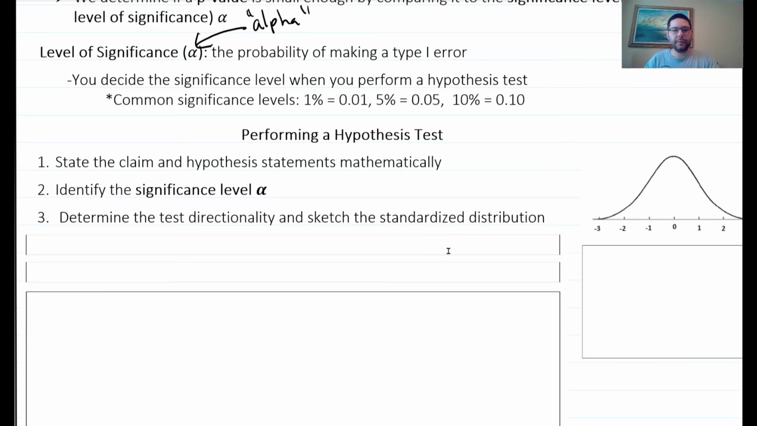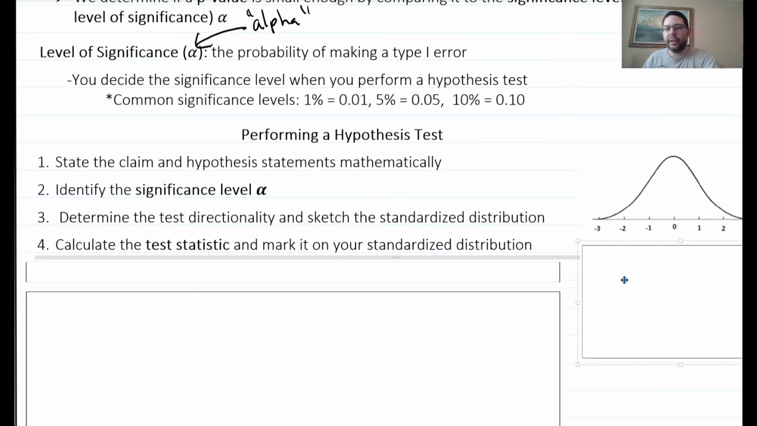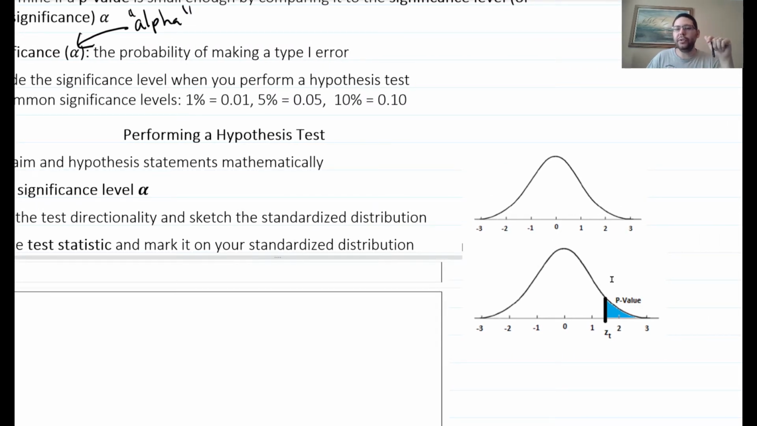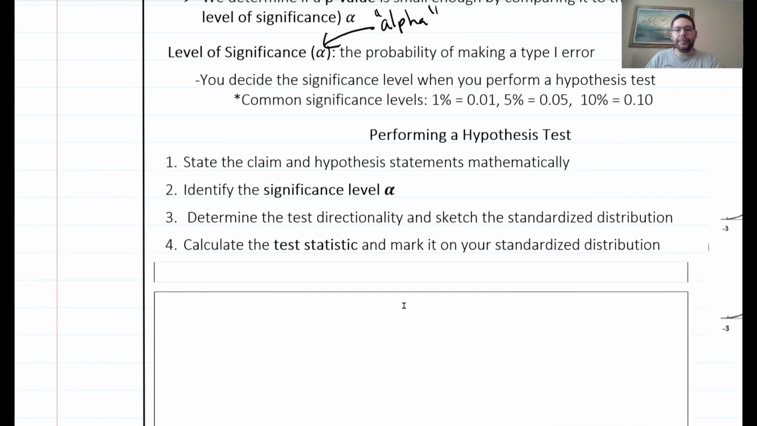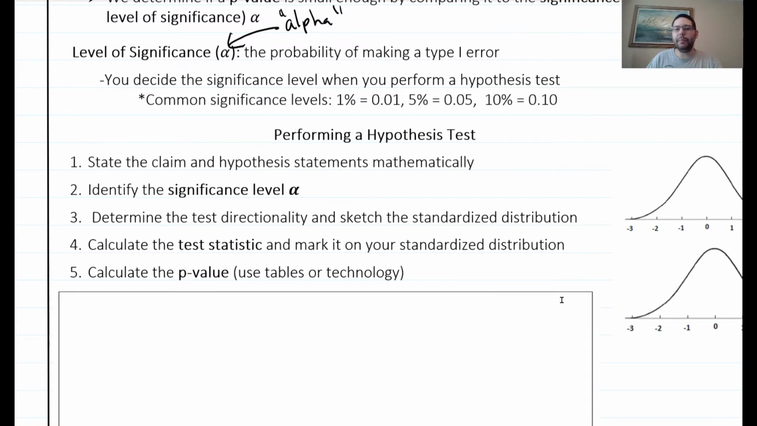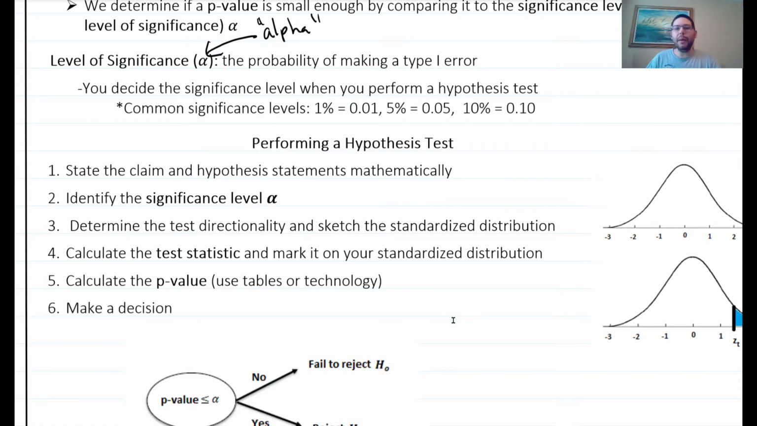Fourth step is to calculate the test statistic and mark it on your standardized distribution. So that's this diagram over here. We sketch the distribution, we find out what our test stat is, we calculate it based off of our sample, and then we mark it on our distribution. All right. And then the fifth step is to calculate the p-value, which again, you're going to label on your curve here. The sixth step is to make a decision.